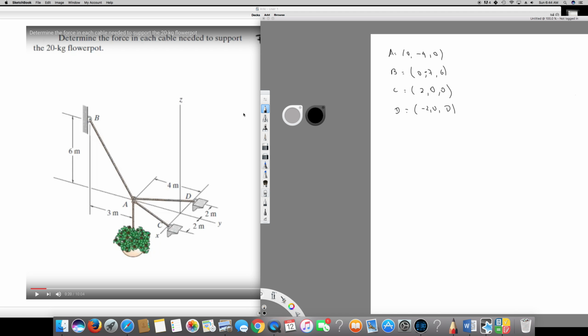So the question, let me see the question again. The question is asking to determine the force in each cable needed to support the 20 kilogram flower pot. So the weight is given, 20 kilograms. So first of all, I have to calculate UAC, UAD, and UAB to calculate the forces. So first, let's go with the UAB.